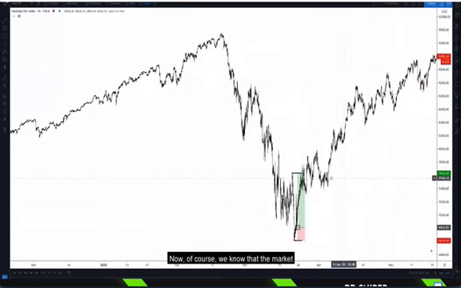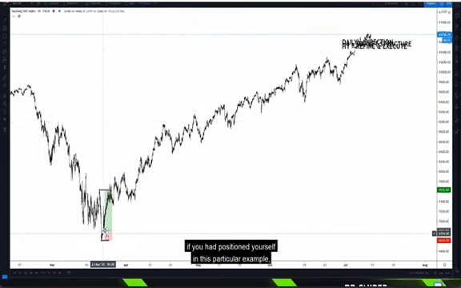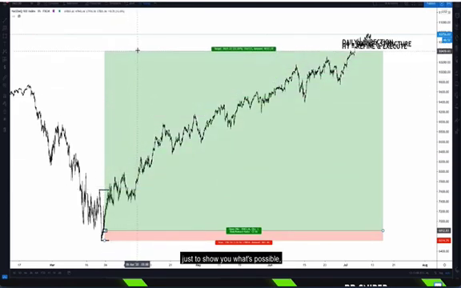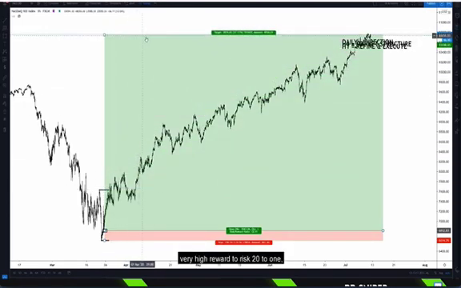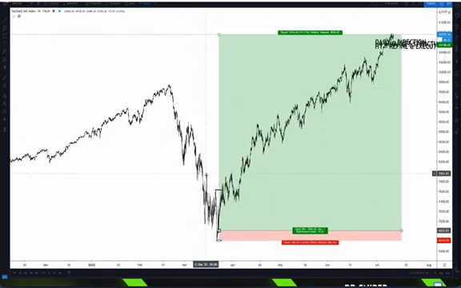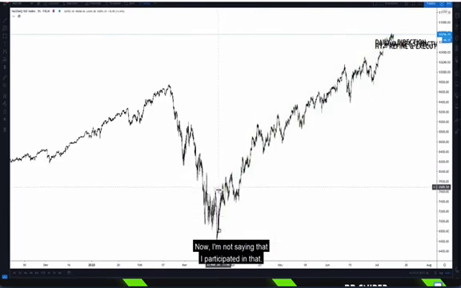Now, of course, we know that the market never returned to there. So as price continued to develop, if you had positioned yourself in this particular example, just to show you what's possible, very high reward to risk, 20-to-1 as of this time, as the market has moved about 4,000 points higher since the initial market sell-off. Now, I'm not saying that I participated in that.